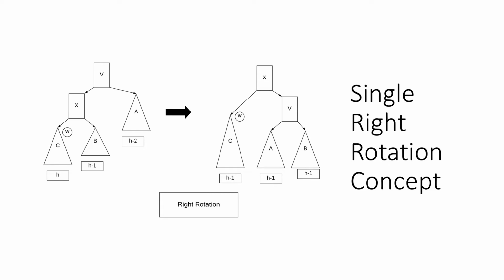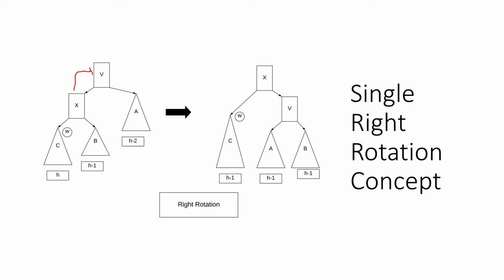This is the single right rotation concept. We know this is our main parent node, this is our X, and this is our C, and this is heavy on the left side. When a node is inserted into the left subtree of the left subtree and it causes an imbalance, this is called a single right rotation. What we're going to do now is perform a single right rotation.